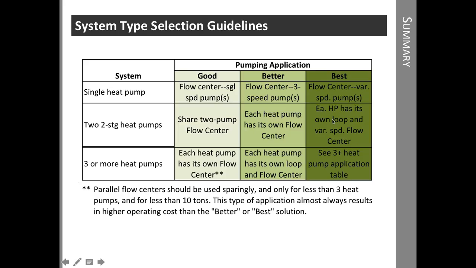Now, another option here, I didn't have room for it in this particular chart, but we have the dual circuit flow center, and that's almost as good as a loop and a flow center for each heat pump. Very, very close, and it's certainly easier to install, and it's a great way to go. So the NP Multi would be a great consideration for this application.